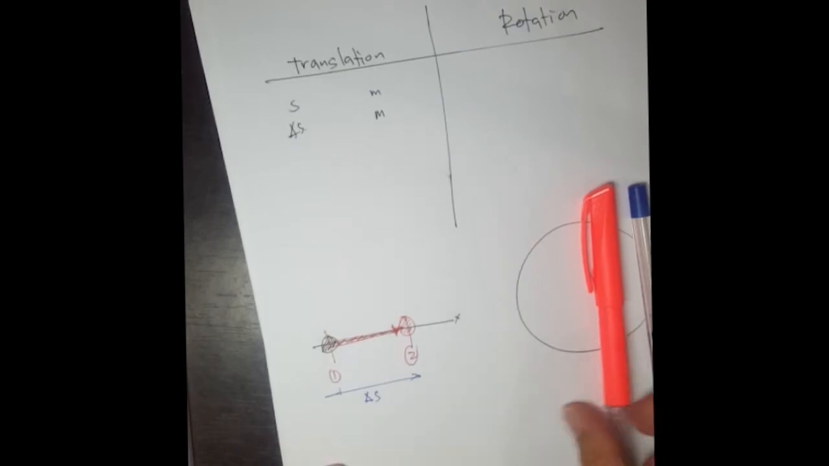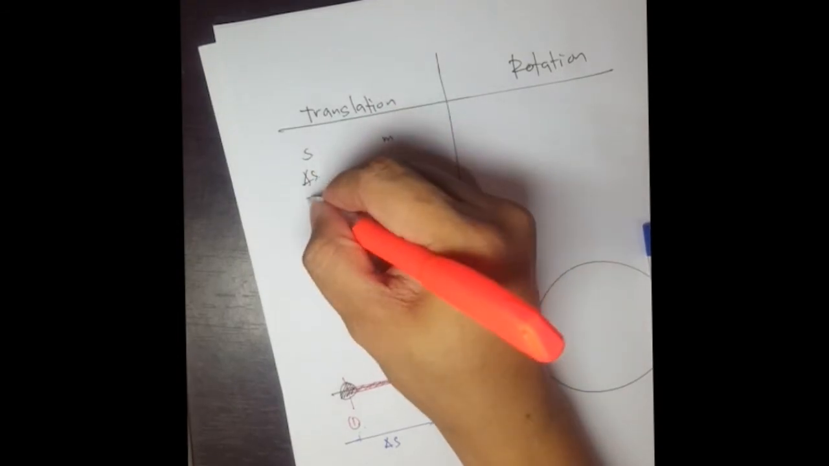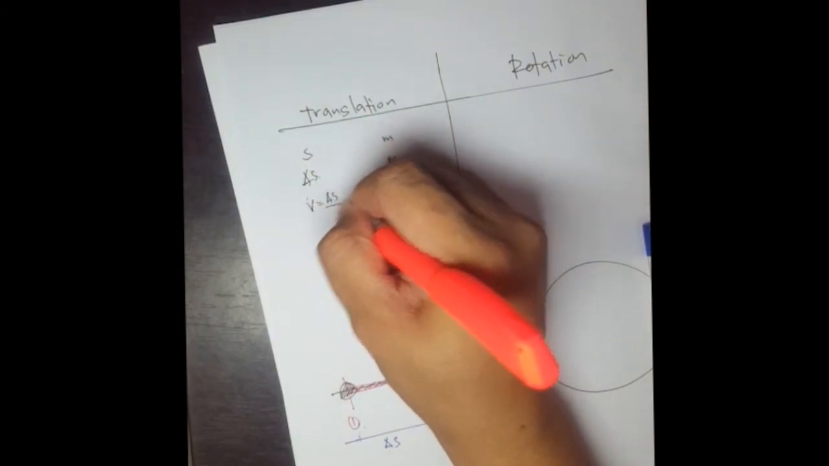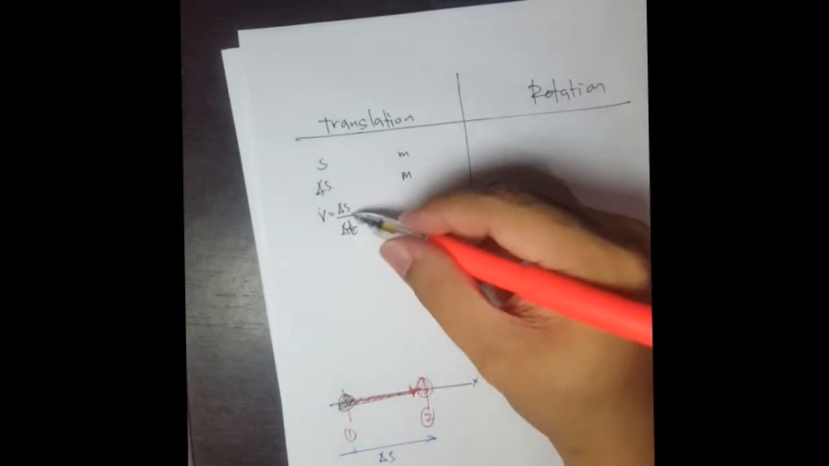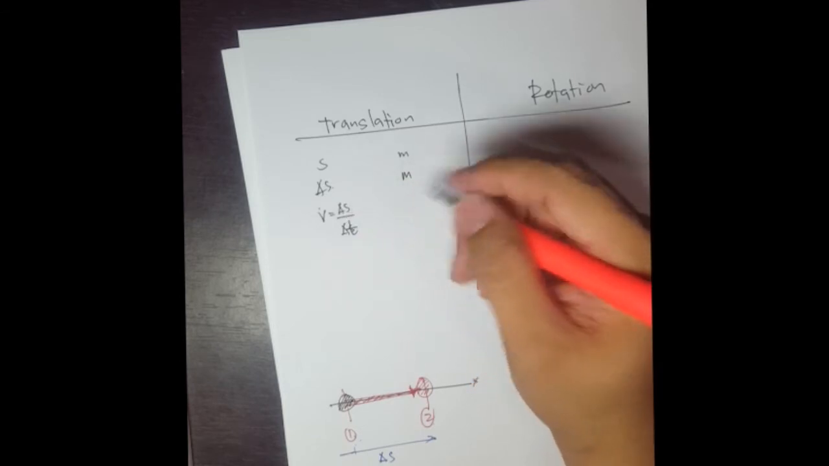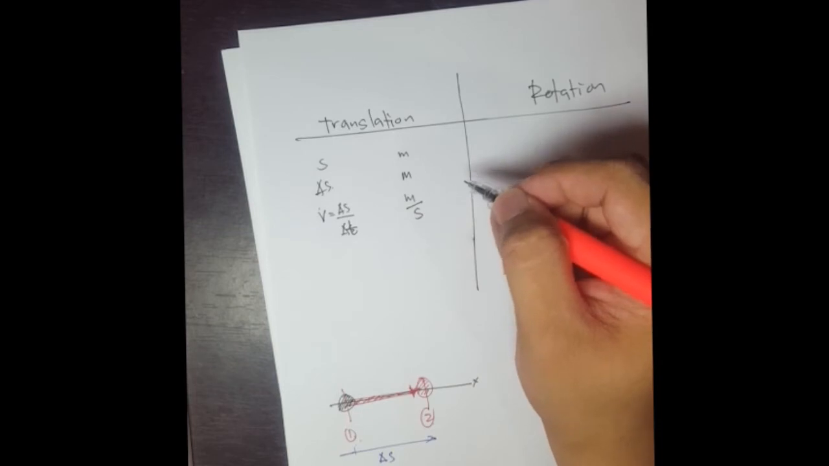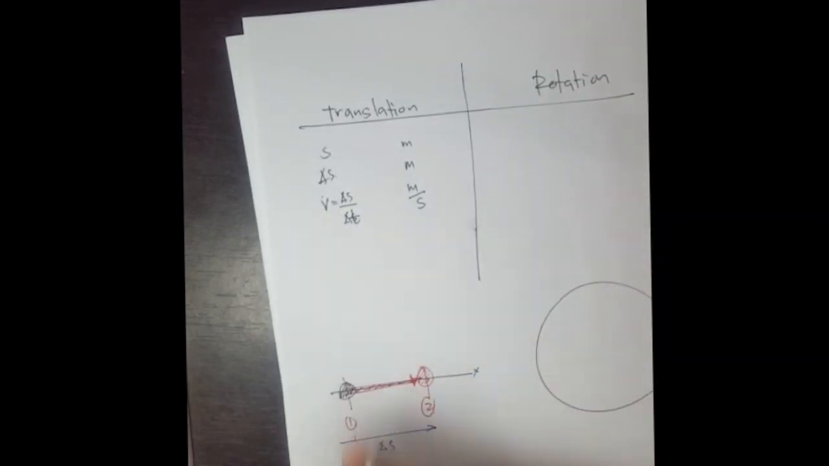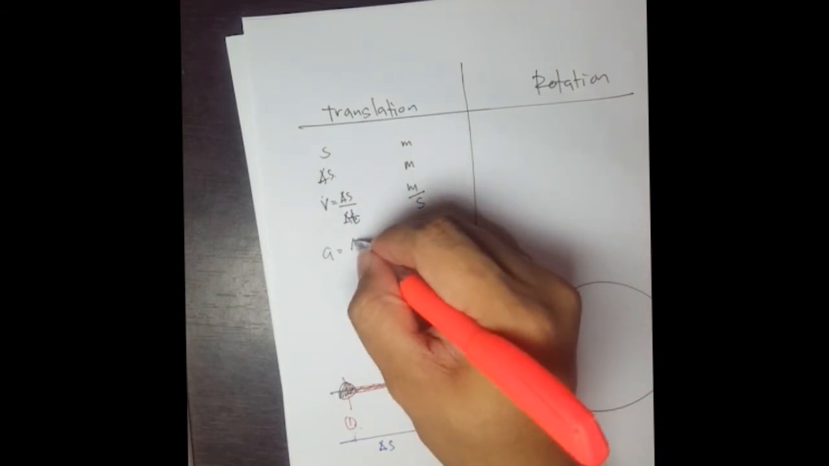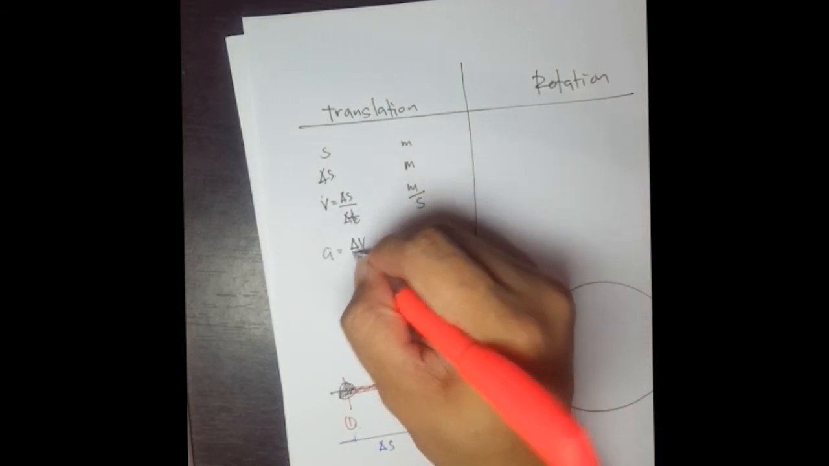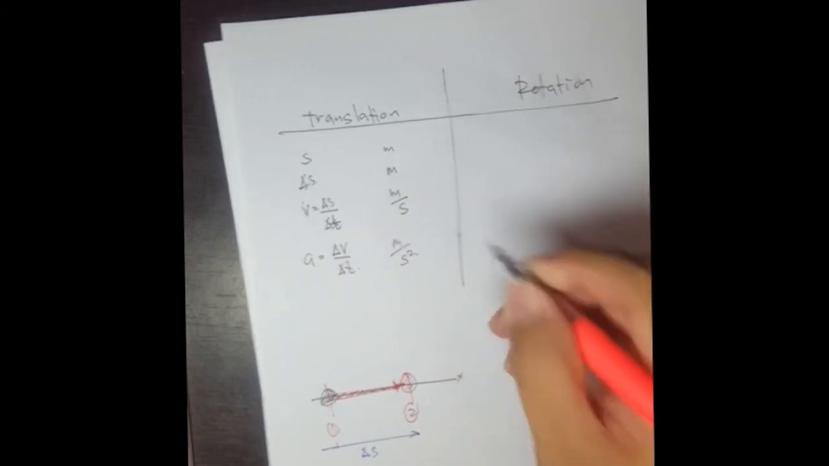And then the rate of change, how fast this position changes, is what we call velocity, right? Delta S over delta T, or you can take the limits and use the derivative. So delta S over delta T is just meter per second. Then how fast does the velocity change? We say that's the acceleration, delta V over delta T, and the unit is meter per second squared.